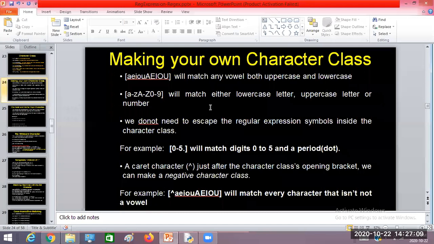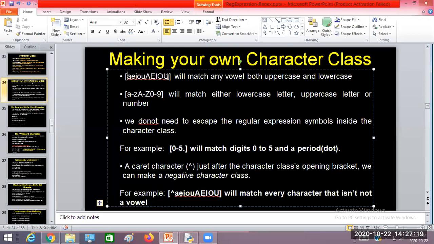If you want to create your own character classes, you can use the square brackets. Whatever your requirement is, you specify the characters to be matched within the square brackets. For example, if you want to match only vowels, either lowercase a e i o u or capital A E I O U, then you can create this character class.